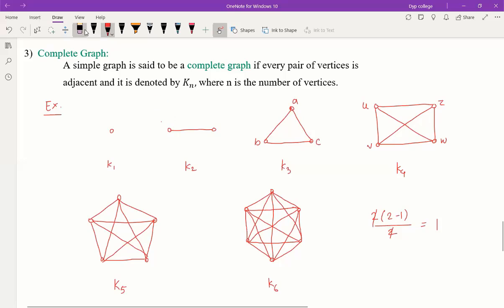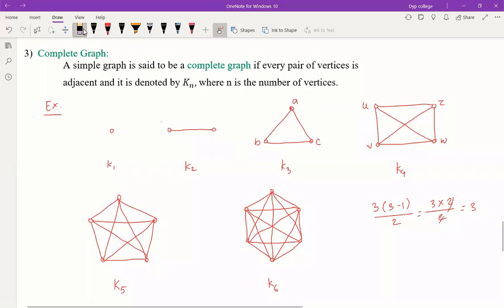K3 अगर हम K3 लेते तो नंबर ऑफ एजेस कितने होने चाहिए? K3 में 3 एजेस है. So let's check that formula. 3 into 3 minus 1 divided by 2. So 3 into 3 minus 1 is 2 divided by 2. So 2 cancelled. How much is left here? 3. So there are 3 number of edges in K3.